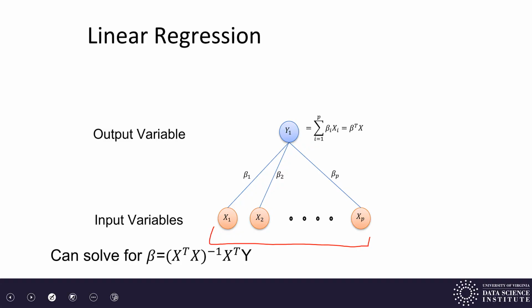We can solve for that capital beta, that capital beta by itself, right here. We can solve for that explicitly, and that gives us our linear regression. This is just a nice diagram that helps us understand linear regression in a way that we're going to be able to compare to the flow of information through a neural network.